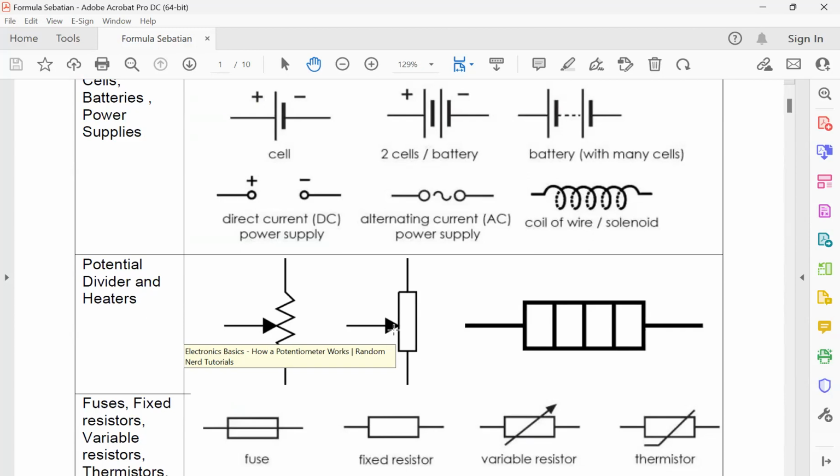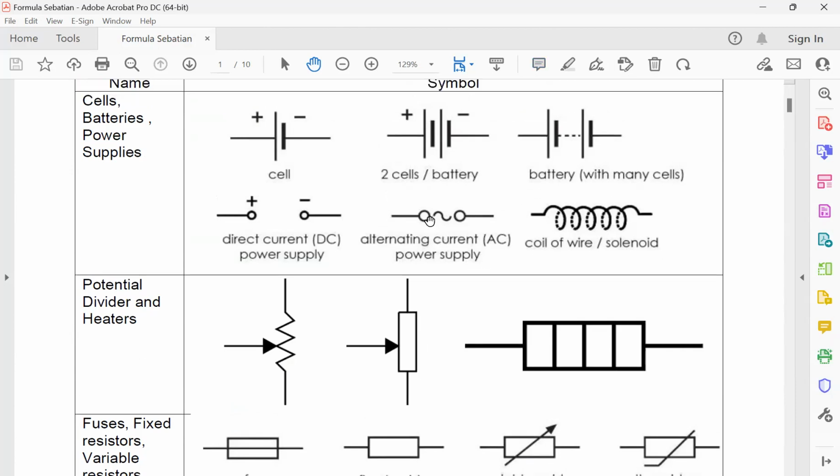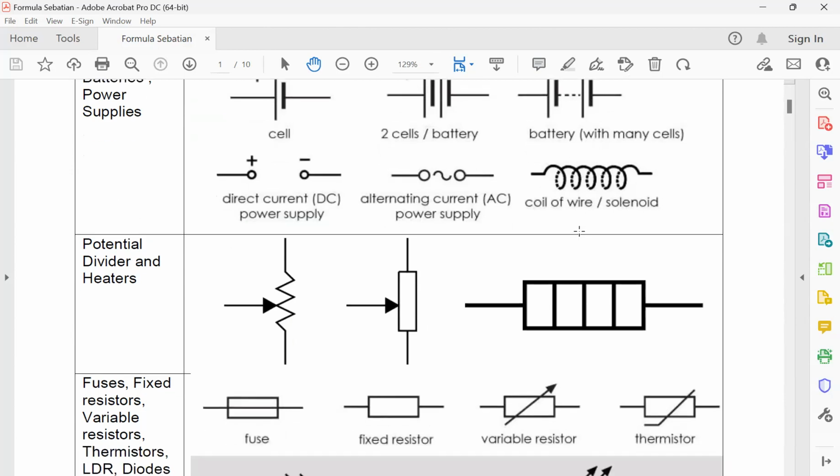Which one? This one? This one? Down. This is a battery, wait. Bloody hell, this is a heater, bro. Heater.